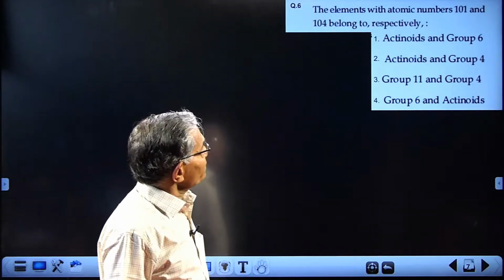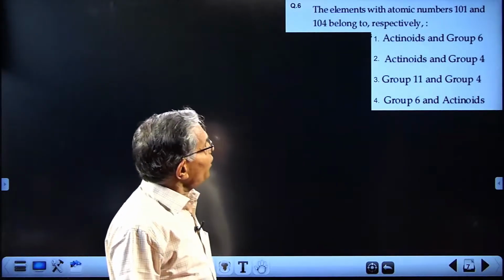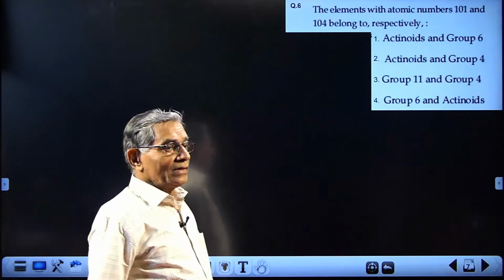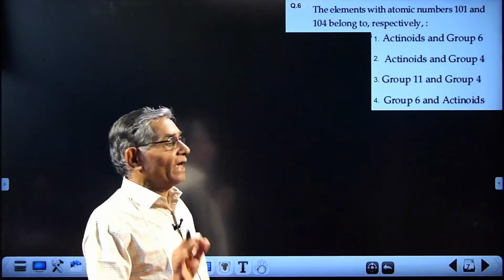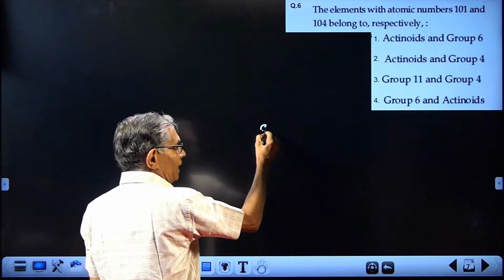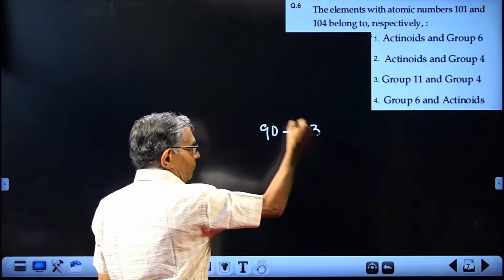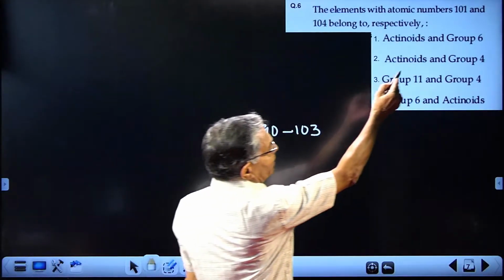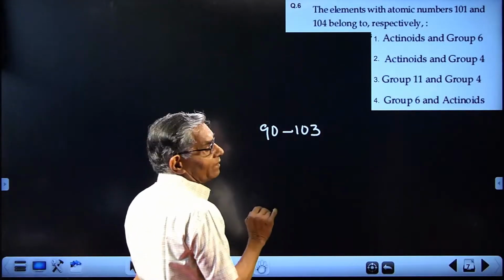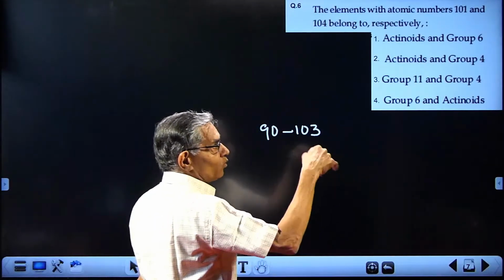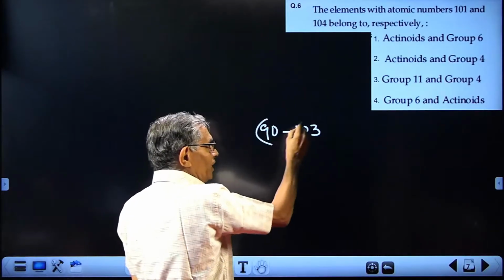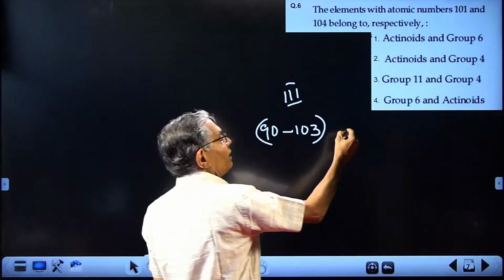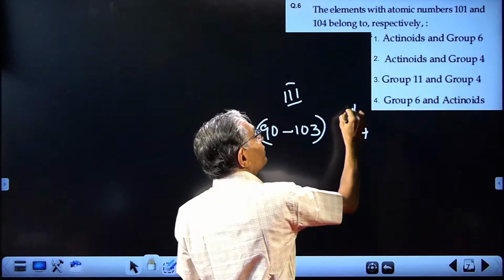Next question, number 6. Elements with atomic numbers 101 and 104. The question is based upon lanthanides and actinides. You know, elements from 90 to 103 are actinides. So naturally, element number 101 should be an actinide. And these elements are together placed in group 3. So naturally 104 should be placed in group 4.